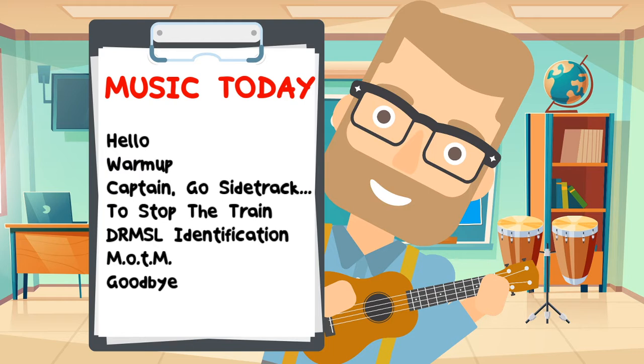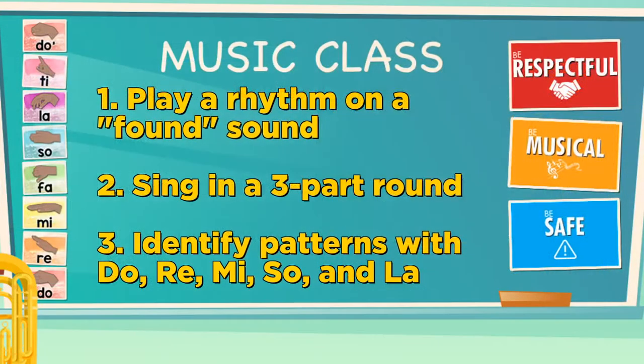Hello, third graders. Third grade, welcome back to your second digital music class. It's so good to see you. Let's take a look at what we have in store for today. So, we sang hello. We're going to do a little warm-up. We're going to do some Captain Go Sidetrack Your Train. We're going to work on To Stop the Train. And then I've got a fun little listening game for you with Do, Re, Mi, So, and La. I've got another exciting video for our Musician of the Month, and then we are going to sing goodbye.